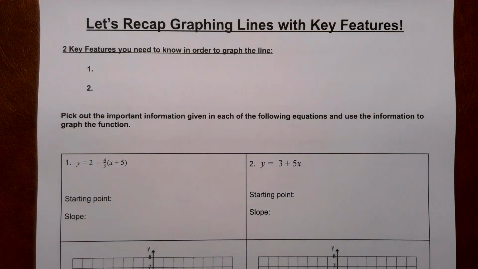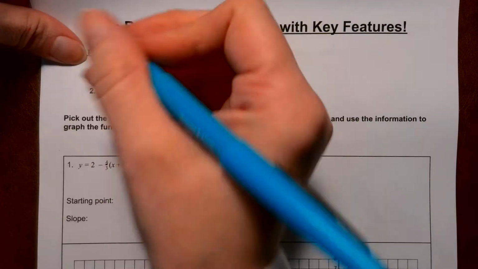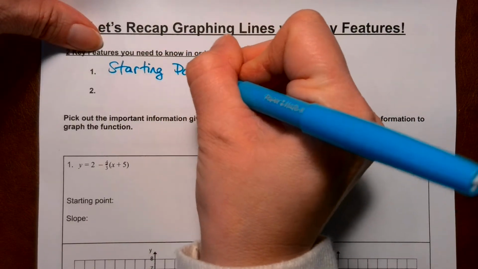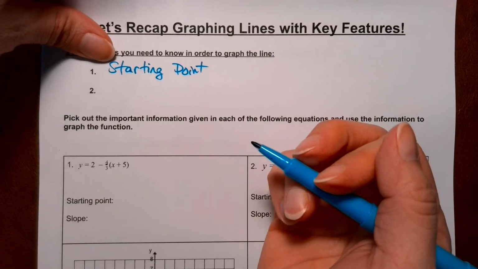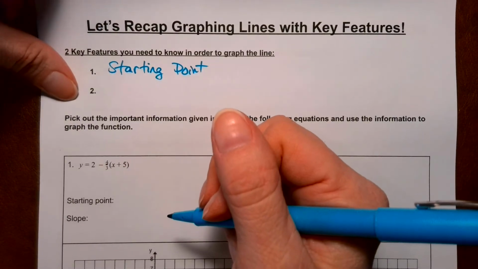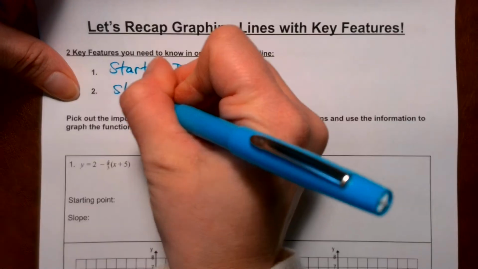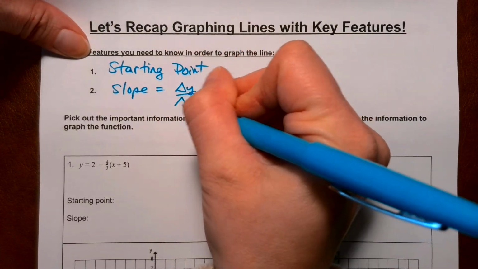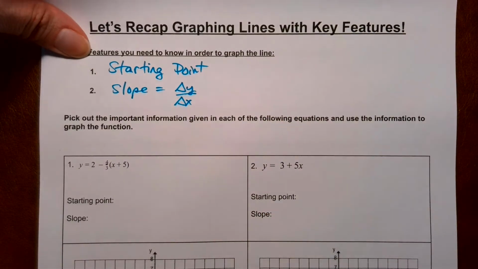Okay, there's two key features you need to know in order to graph a line. The first thing we need to know is the starting point. Sometimes the starting point is the y-intercept point and it's got a 0, and sometimes it's just a random point. The second thing we need to know to graph a line is the slope. That's the delta y over delta x, and that's the pattern, the two-sided pattern.